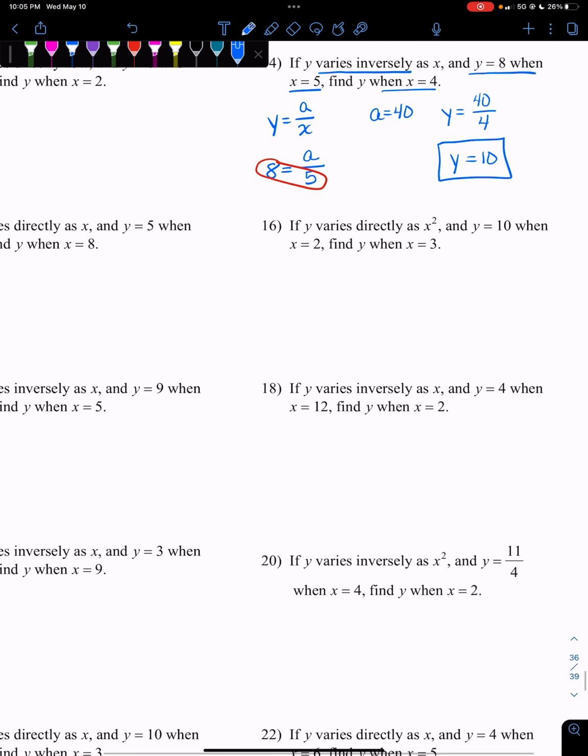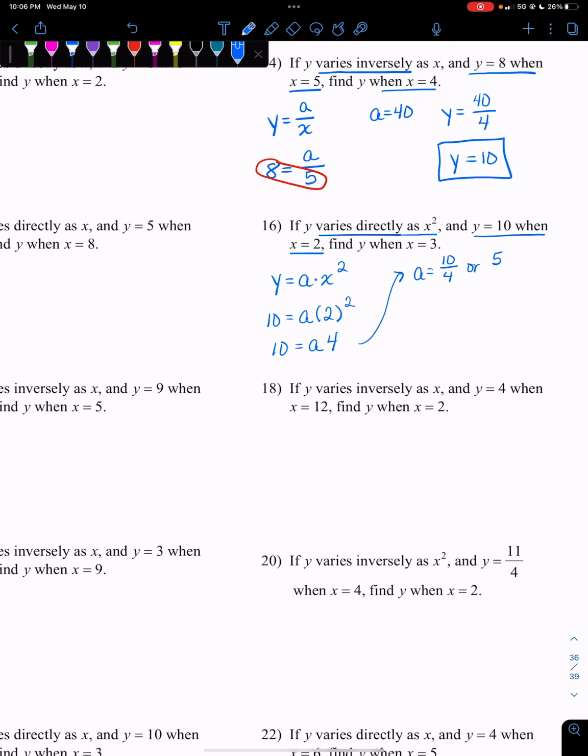All right, number 16, it varies directly as x squared. So we are going to have y is equal to our constant times x squared. It tells us y equals 10 when x is 2. So 10 equals a times 2 squared. So 10 is equal to a times 4. Divide both sides by 4. So I will have a is equal to 10/4, or reduce that to 5/2.